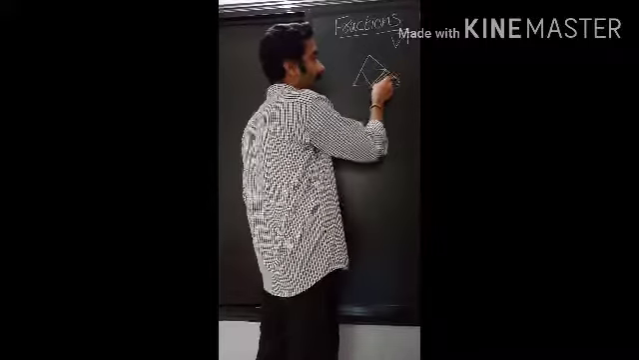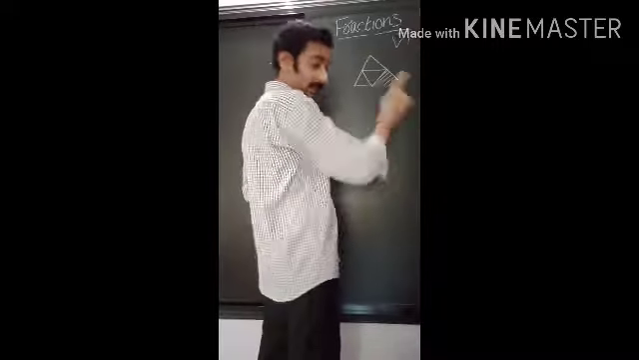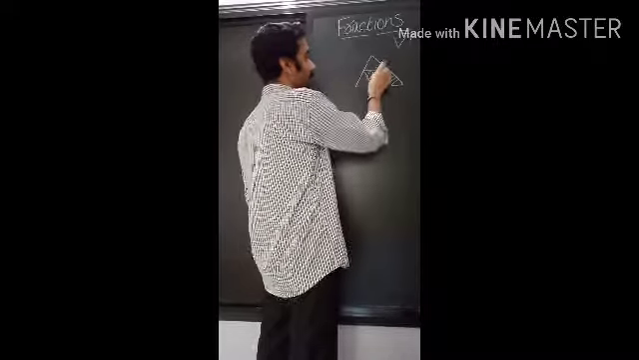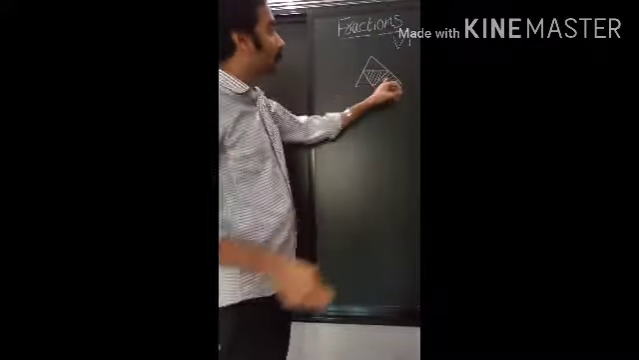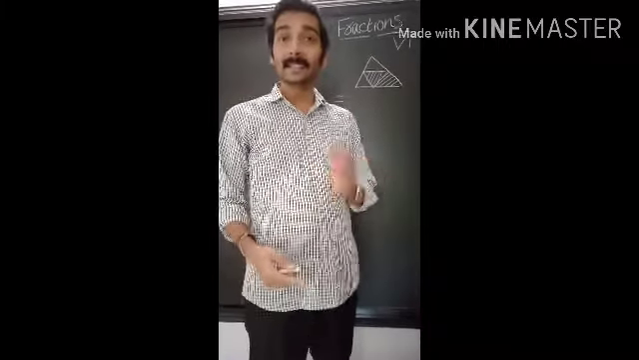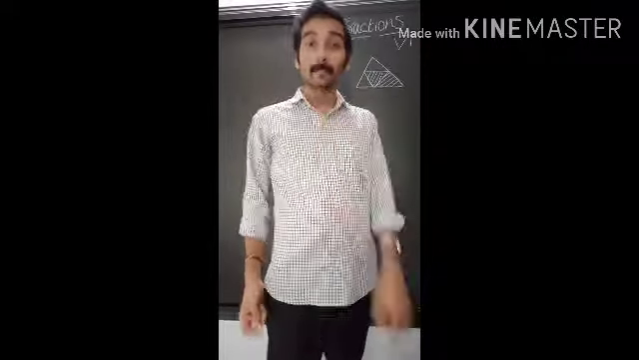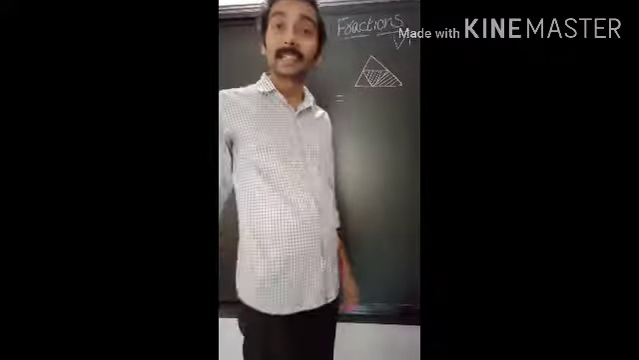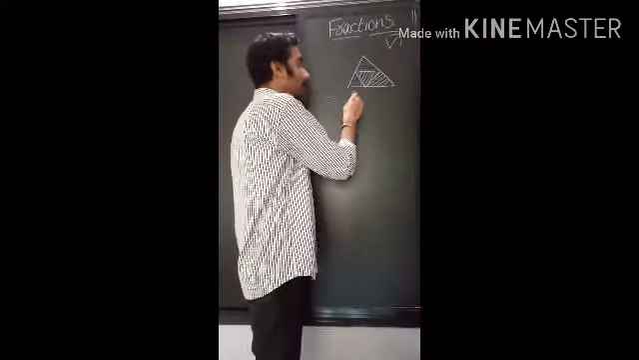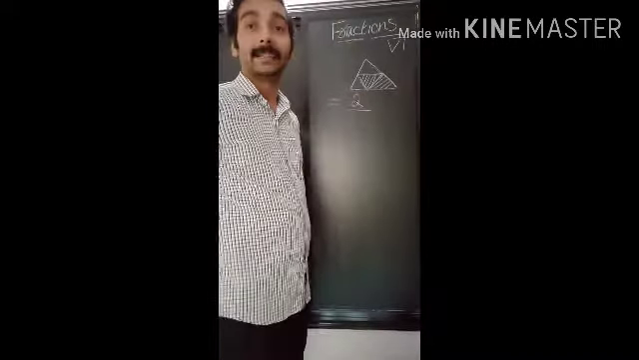This one is shaded. First one is shaded. Okay. Two parts are shaded. We can represent a fraction of the shaded portion. How many parts are shaded? Shaded parts 2. Yes. 2 upon, or 2 by, total parts.